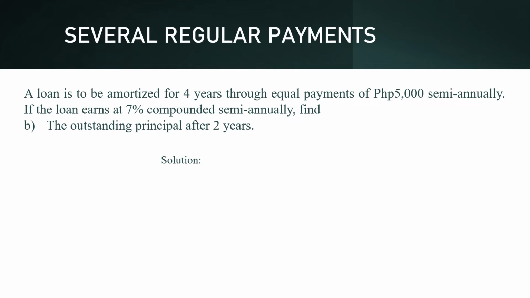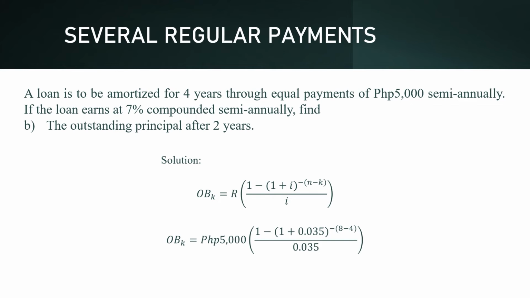Solving for the outstanding principal after 2 years, we will use the formula OB sub k is equal to the product of R and the quantity of 1 minus the sum of 1 and i raised to the negative difference of n and k all over i. Substituting the values we listed in our given and solving it using a calculator, we can obtain 18,365.40 pesos as our answer.